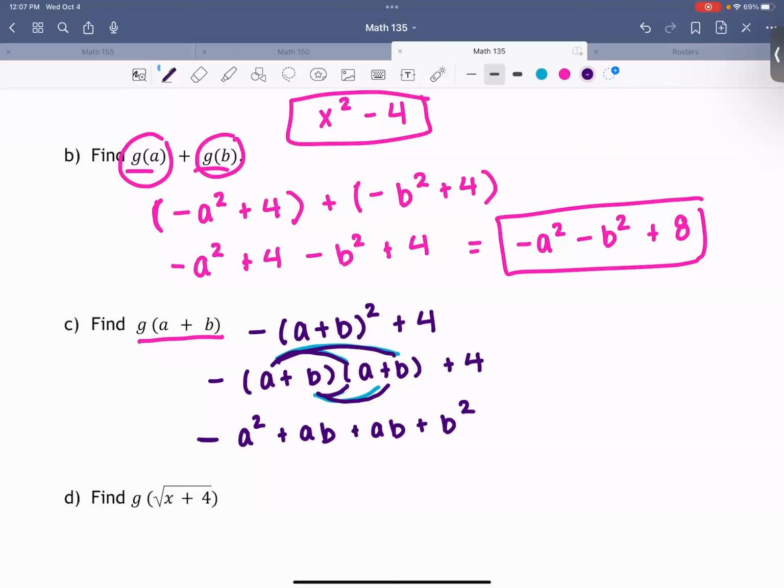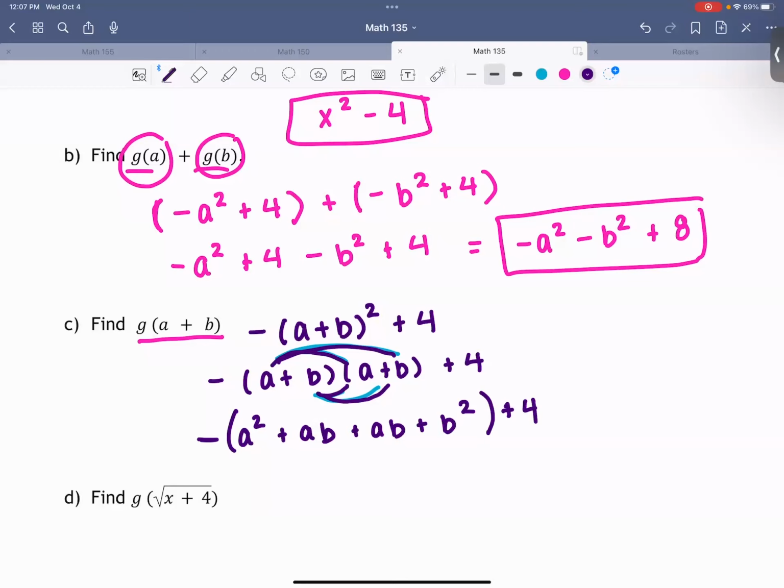What did I do wrong here? Gotta put parentheses, right? I just expanded out the a plus b's multiplied together. I need to apply that negative sign, and I didn't do that yet to the entire expression. So I need to put that entire thing in parentheses. Also bring down the 4, right? All right, are we good so far? All right, now what can I do?